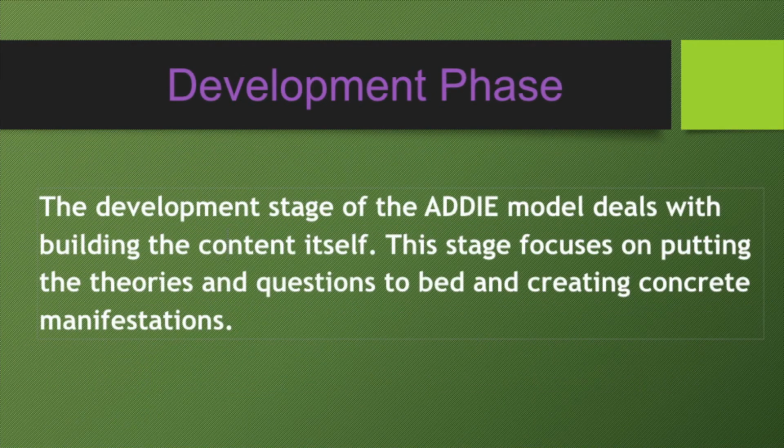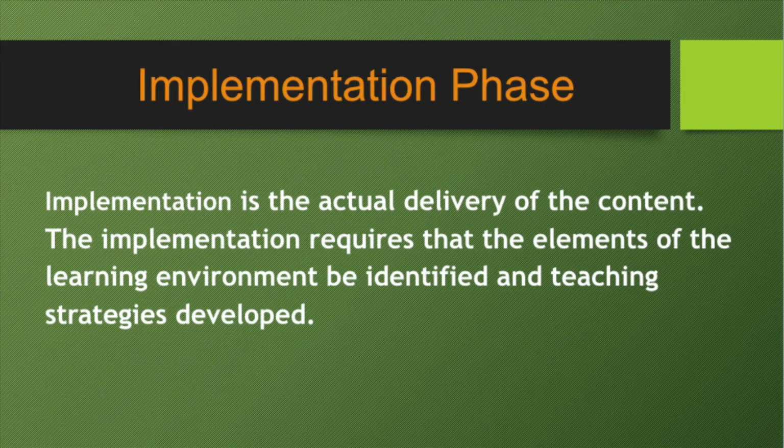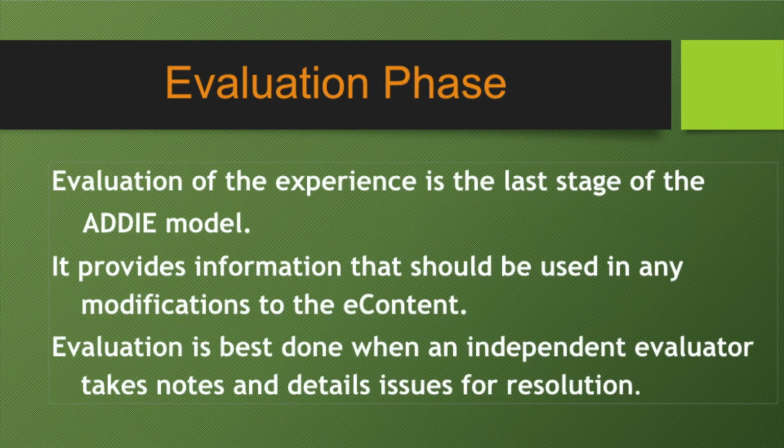The development phase of the ADDIE model deals with building the content itself. This stage focuses on putting the theories and questions to bed and creating concrete manifestations. In the implementation phase, this is the actual delivery of the content. The implementation requires that the elements of the learning environment be identified and teaching strategies be developed. Evaluation of the experience is the last stage of the ADDIE model. It provides information that should be used in modification of the content.